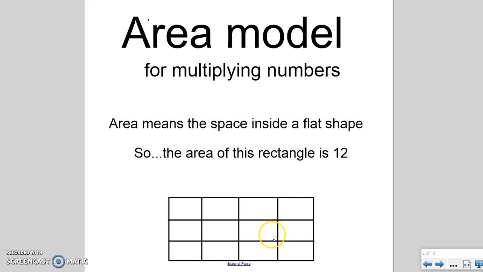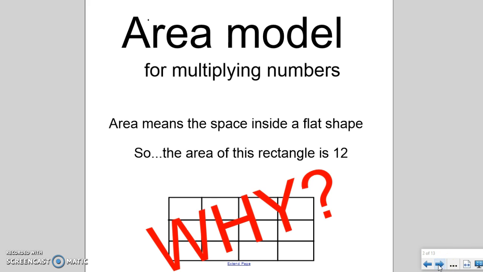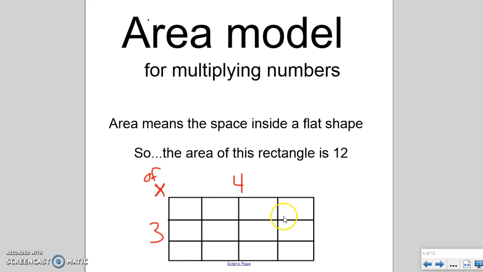So if you take a look at this flat shaped rectangle, you can see that the area of this rectangle is 12. If I were to count the boxes inside, you can count that there are a total of 8, 9, 10, 11, 12 boxes inside of this rectangle. Therefore, the area of this rectangle is 12. Well, let's see why that really is the case. If you take a look, this rectangle has a length of 4 and it has a width of 3.